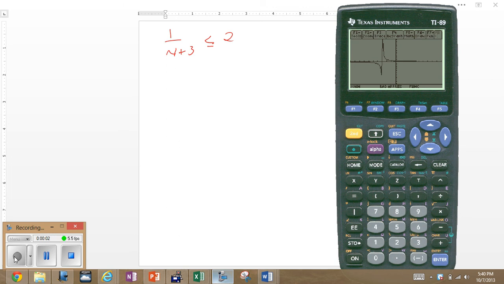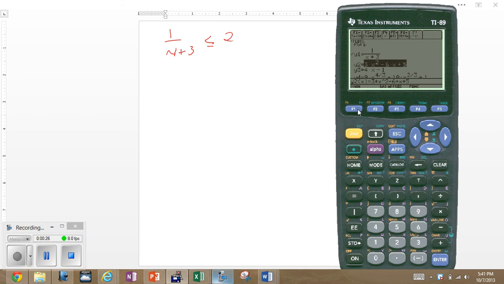All right, with this video, I want to determine the solution to this inequality: 1 over x plus 3 is less than 2. Now, 1 over x plus 3 is what we call a rational expression because it's written in fractional form. What I have here is a graph of 1 over x plus 3. You can see that right there.